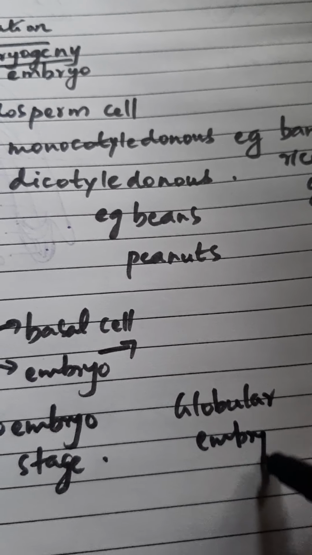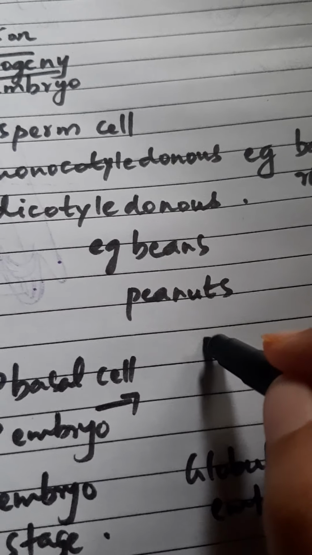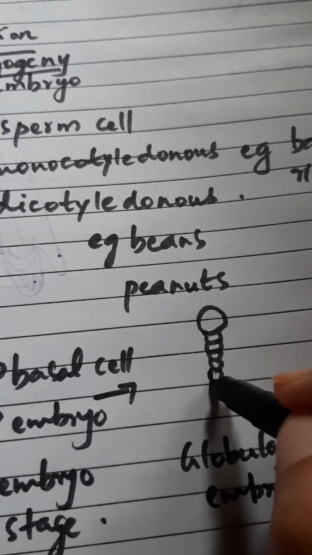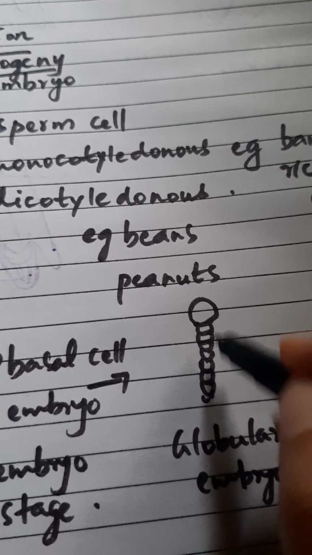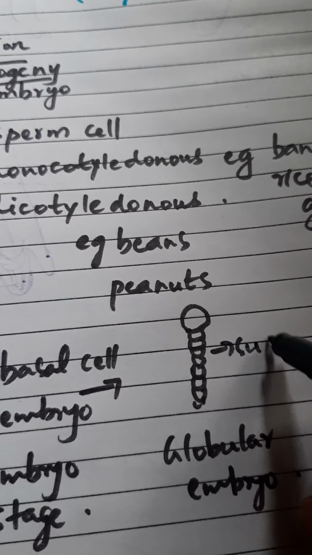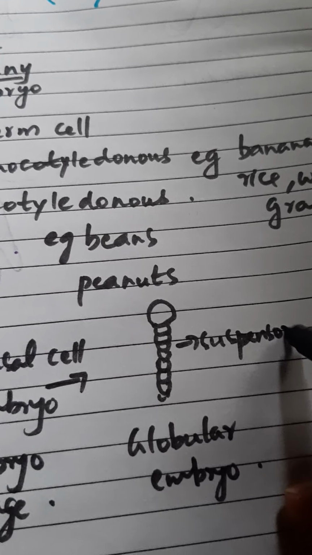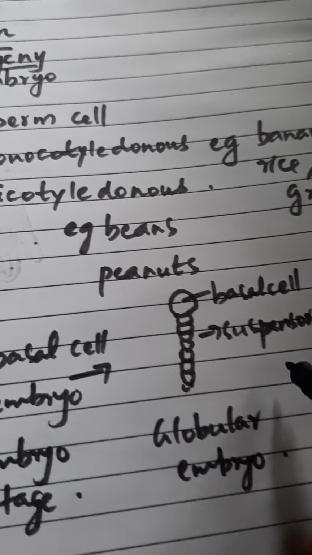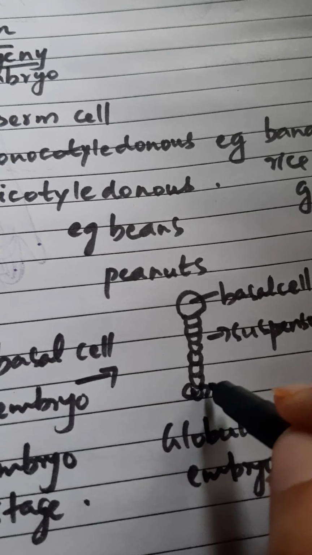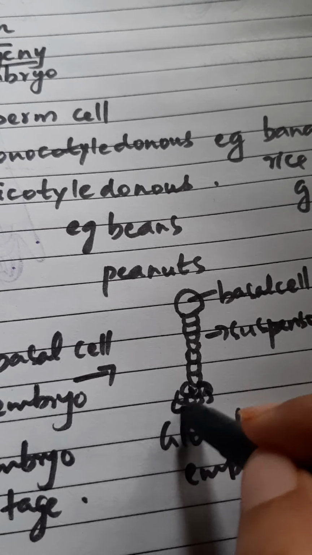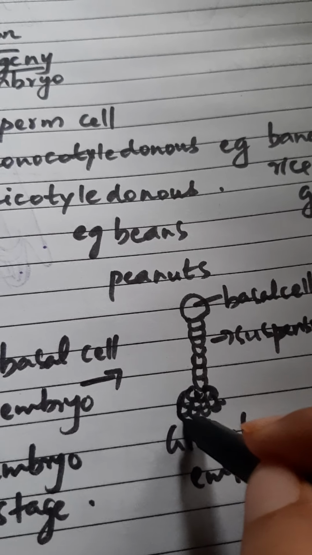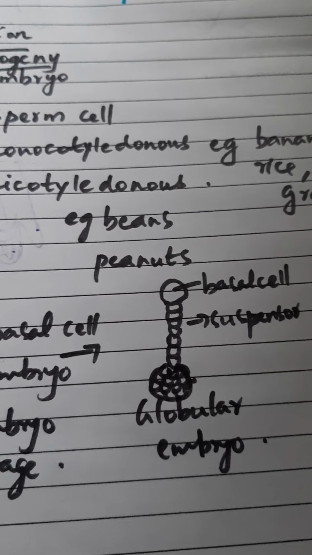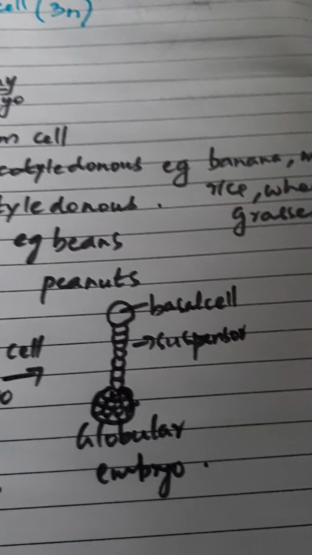The basal cell will cut off a single layer of linearly arranged cells. These cells are called suspensor cells. This is the basal cell. And then the embryo will also divide to form a group of cells, and it looks globular, and so the name comes globular embryo. So what is the role of the suspensor cell?